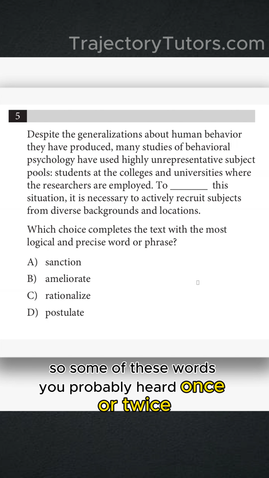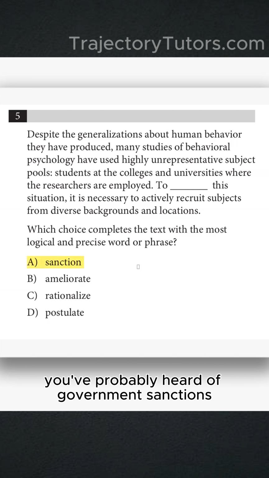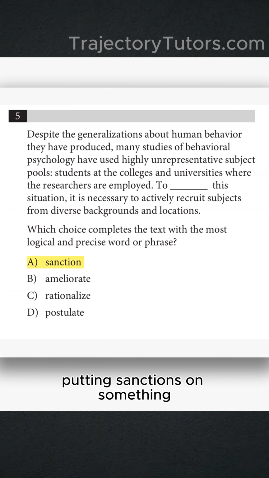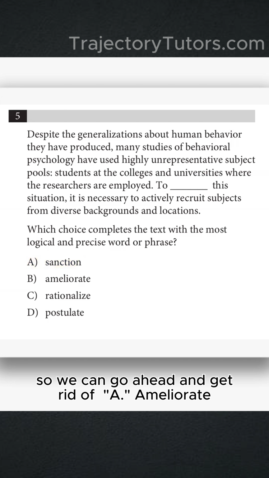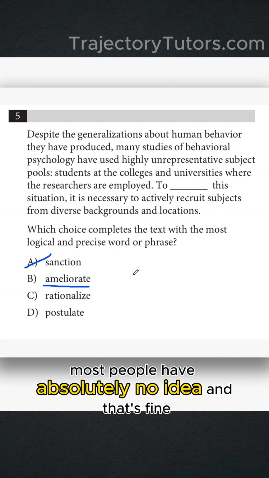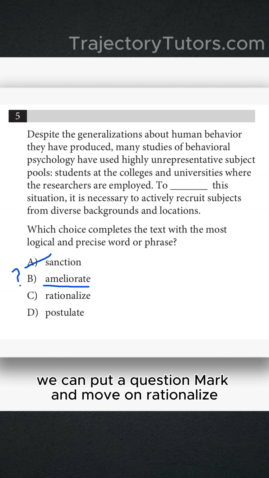So some of these words you've probably heard once or twice. You've probably heard of government sanctions, putting sanctions on something. It usually means some sort of restriction. So it would not fit in that blank. So we can go ahead and get rid of A. Ameliorate, most people have absolutely no idea, and that's fine. We can put a question mark and move on.